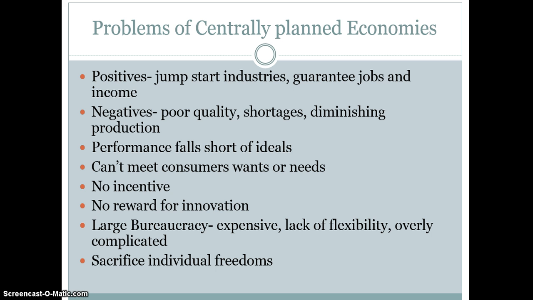More problems with centrally planned economies. Performance often fell short of ideals. They had a quota of 100,000 sweaters, although statistically impossible. They could never even make 75,000. And as we said, no matter what, they could never meet the consumer's wants or needs. There was no incentive to do better, no reward for technology and innovation, and there was that large bureaucracy that said you produce this, this is how much cotton you're getting, everything else is expensive.